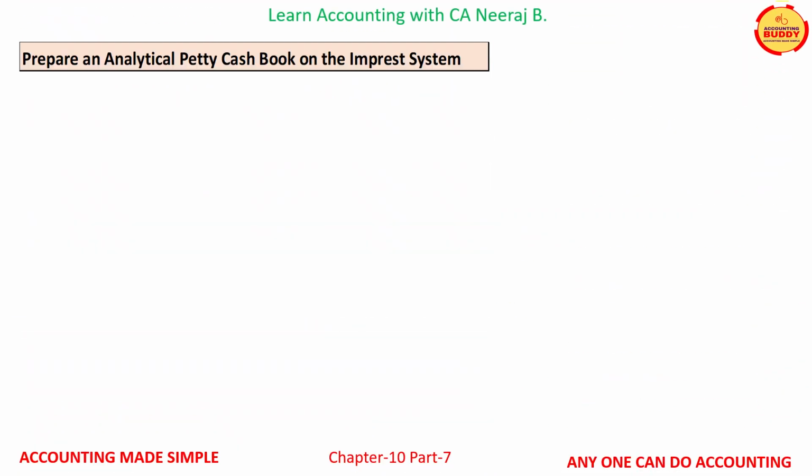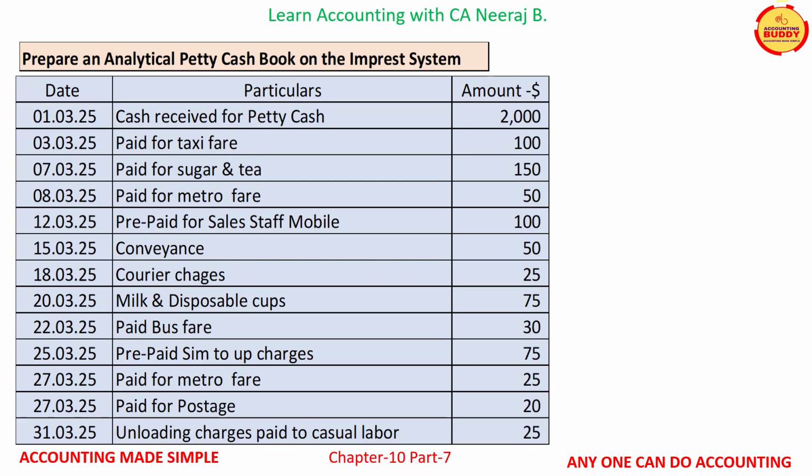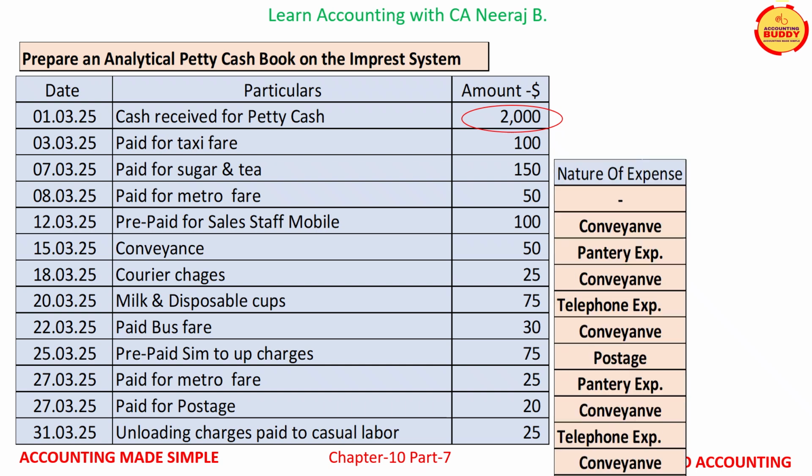Let us prepare an analytical petty cash book on the basis of Imprest system. All the petty cash expense transactions of a business, say for the month of March 25, are displayed on your screen. On 1st March 25, petty cashier received $2,000 to meet the petty cash expenses of the business. First of all, for every petty cash paid, we should identify the appropriate account head.